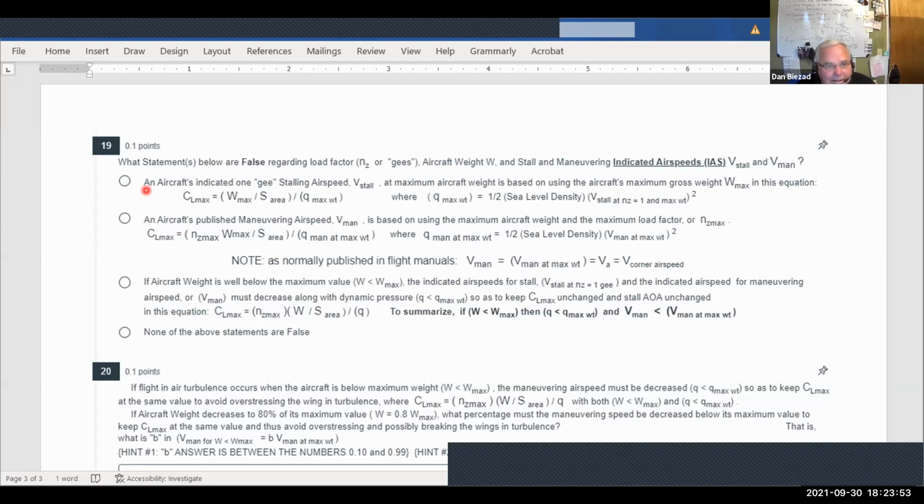All right, let's look at A. An aircraft's indicated 1G stall speed, so this N is going to be 1 in there, at maximum aircraft weight is based on the maximum gross weight in this equation. Yeah, maximum weight gives you your minimum speed, and the maximum weight is 1/2 sea level density times stall speed at max weight. Again, that's also a statement of fact. A and B are just statements of fact. I either said that in class or I didn't. They're actually equivalent statements. And number C is one you have to figure out, which we just did.